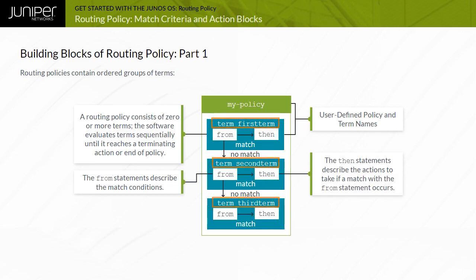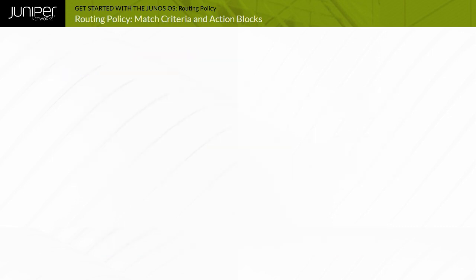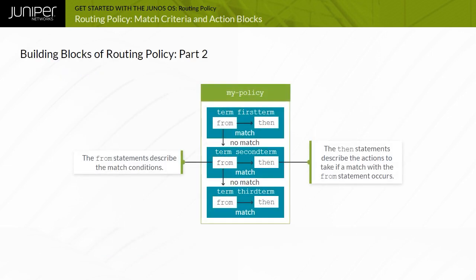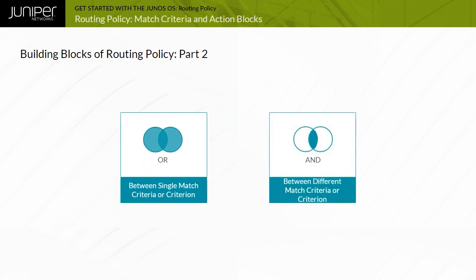You give terms a name. Note that the name does not affect the evaluation of the term. Rather, it provides a meaningful identifier that you can use when referring to the term. When evaluating the from statement, Junos OS performs the evaluation as a logical or between arguments to a single match criterion, and a logical and between different match criteria. In other words, for the from statement to be considered true, the item being evaluated must match at least one of the arguments to each given match criterion.